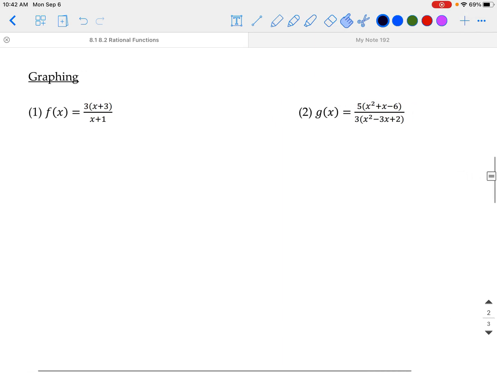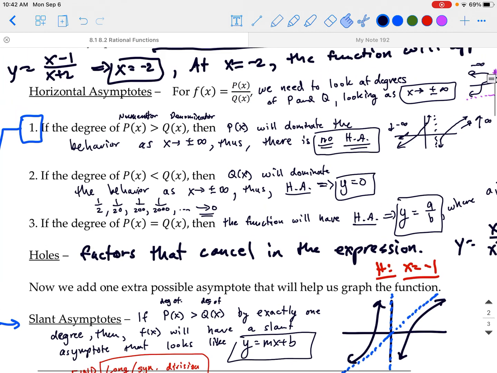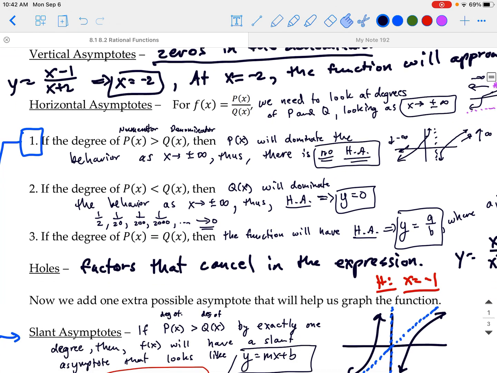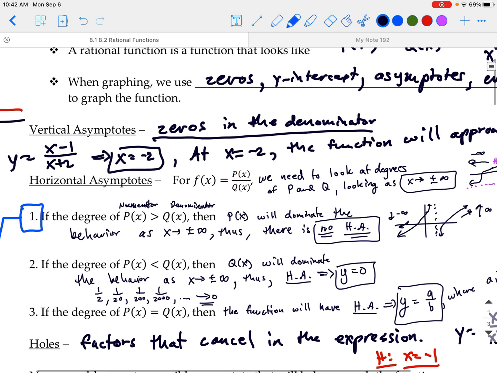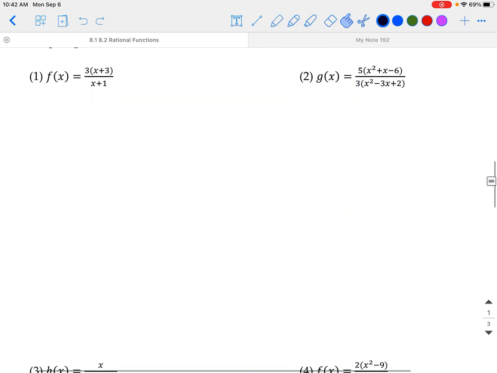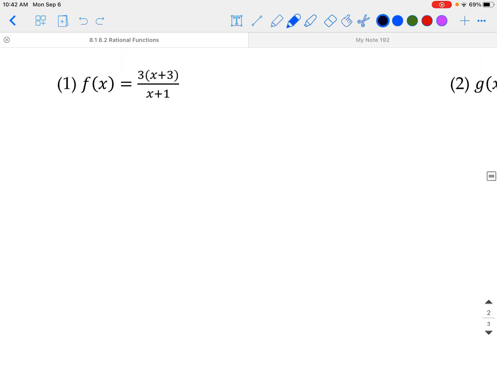Welcome back, everybody. So now we're going to look at actually graphing these rational functions. Last time we talked about all of those characteristics of asymptotes that we could have: vertical, horizontal, and slant, holes, as well as looking for the normal things like intercepts and zeros that we normally do when graphing functions. So what we're going to do here is go through each example and sketch a graph of the function. So we'll start with number one.